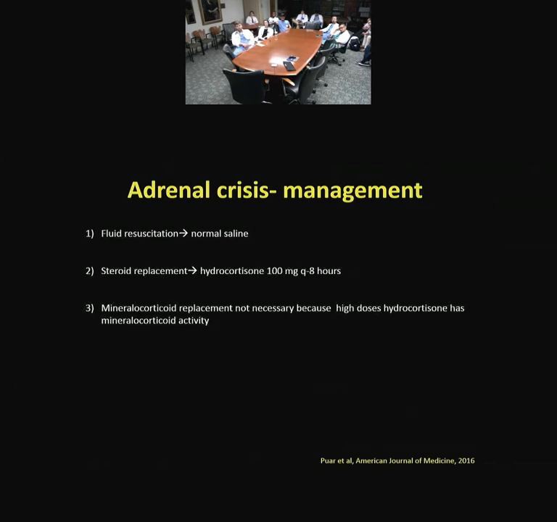So normal saline is your friend in a lot of these conditions, and they need steroid replacement. So if you don't know what to do and you just want to give a steroid dose, you give 100 milligrams of hydrocortisone every 8 hours. This will buy you time, and will give you the opportunity to ask for help, so it's never wrong. And remember that the mineralocorticoid replacement is not necessary, because a high dose of hydrocortisone has mineralocorticoid activity. So forget about the mineralocorticoid part in primary adrenal insufficiency, just give the hydrocortisone until you call endocrinology for help.